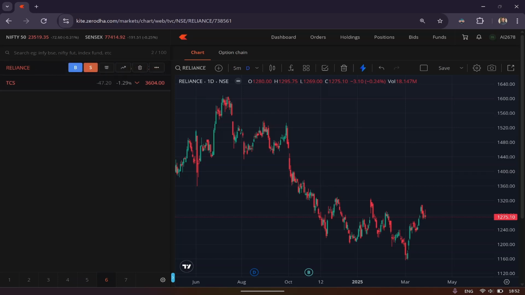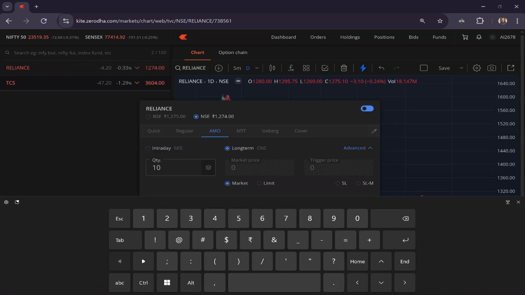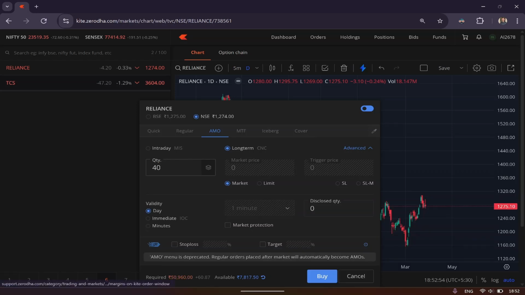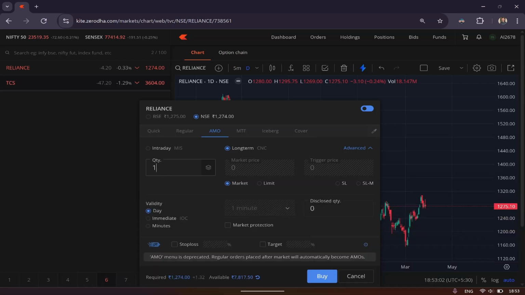I can quickly get a similar kind of thing, and then I can just click on buy, one quantity, or 40 quantity, however many quantities I require. Look here, 50,960 rupees. One quantity, 1,274 something is required, which is very close to the market price. There's a little bit of difference because of the spread, which we'll discuss later on. But as of now, I can just set the quantity and click on buy.